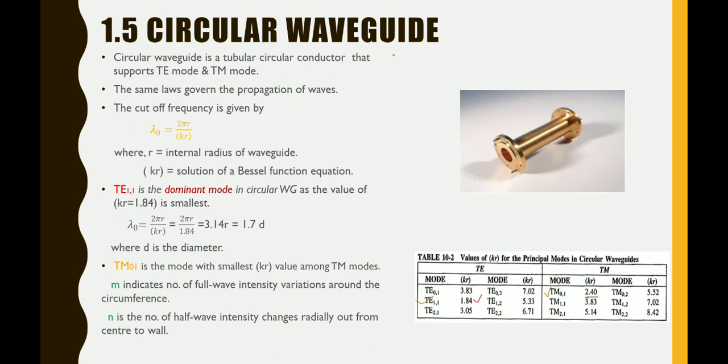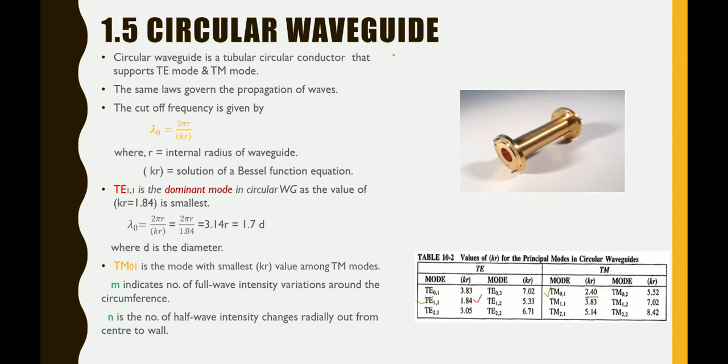Now the circular waveguide. A circular waveguide has a circular uniform cross section, like a tubular circular conductor, that supports TE mode and TM mode. The same laws that govern the rectangular waveguide govern here too, but with slight modifications. So what are the modifications or differences? The cutoff wavelength is given by lambda 0 equal to 2 pi r by kr, where kr is a solution of the Bessel function equation.